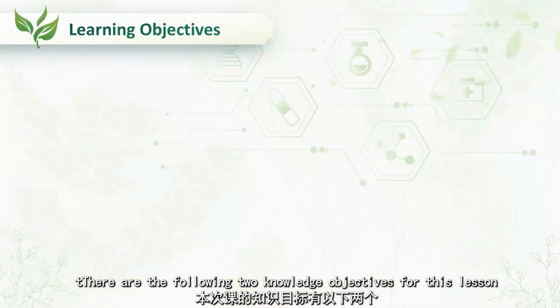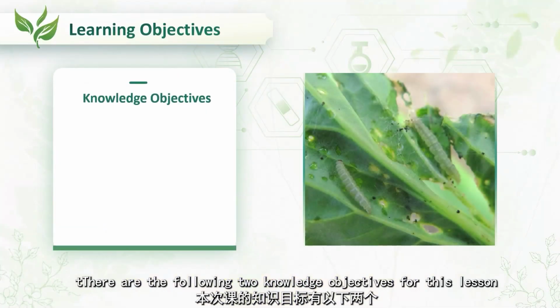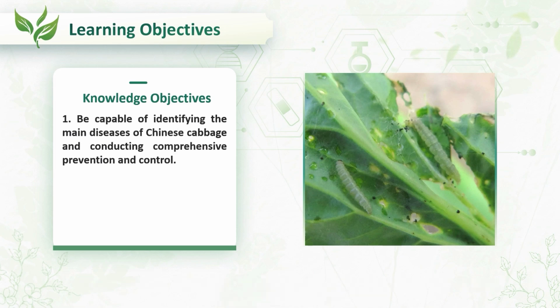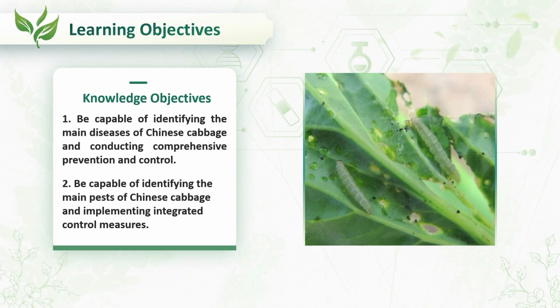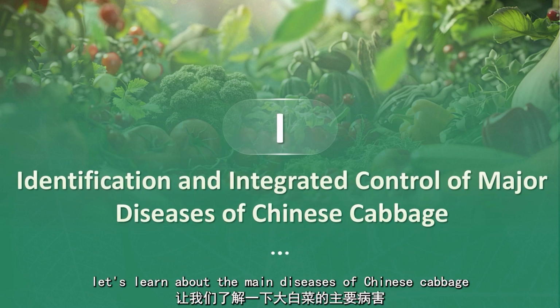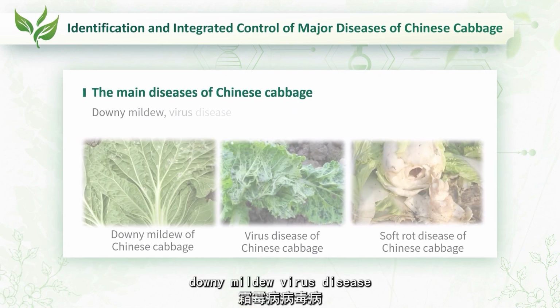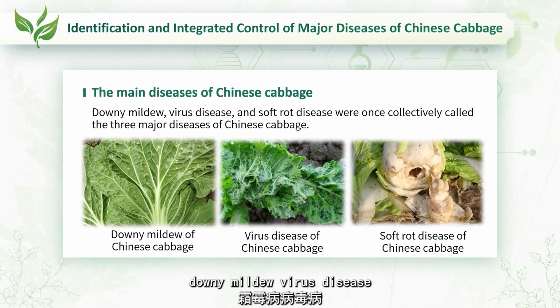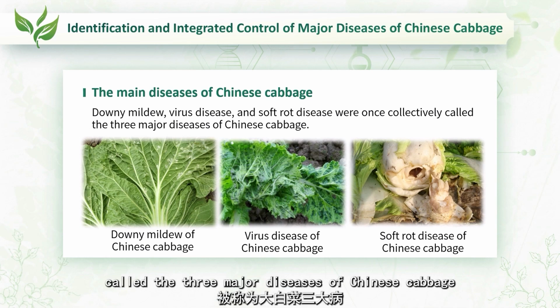There are the following two knowledge objectives for this lesson. First, let's learn about the main diseases of Chinese cabbage. Downy mildew, virus disease, and soft rot disease were once collectively called the three major diseases of Chinese cabbage.